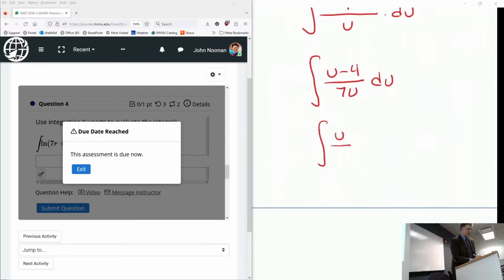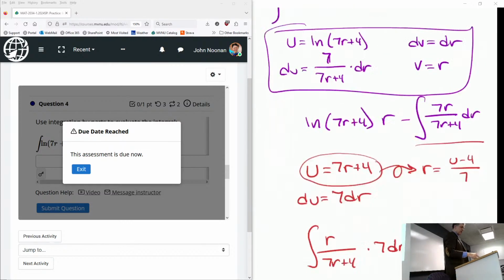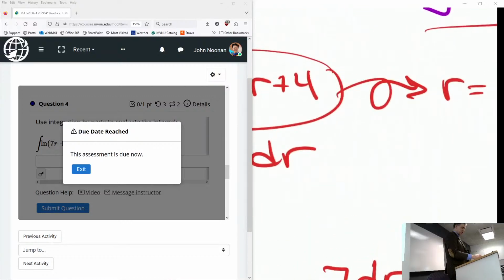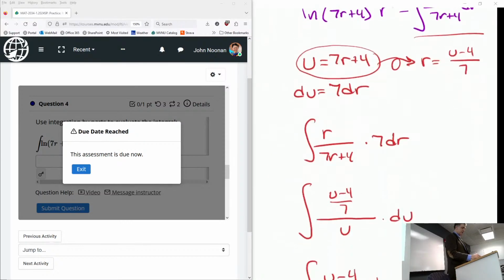So one more step, and then you're all going to be able to say, oh yeah, that's easy. So this is going to be u over 7u minus 4 over 7u. Now the rest of this you can do in your head. Specifically, u over 7u is just 1/7. The integral of 1/7 is just u. This is 4/7 times 1 over u, so that'll be 4/7 times the natural log of u. Then go back, put in whatever we had at the beginning for the substitution, this one right here, that u equals 7r plus 4, and you'll be all set.